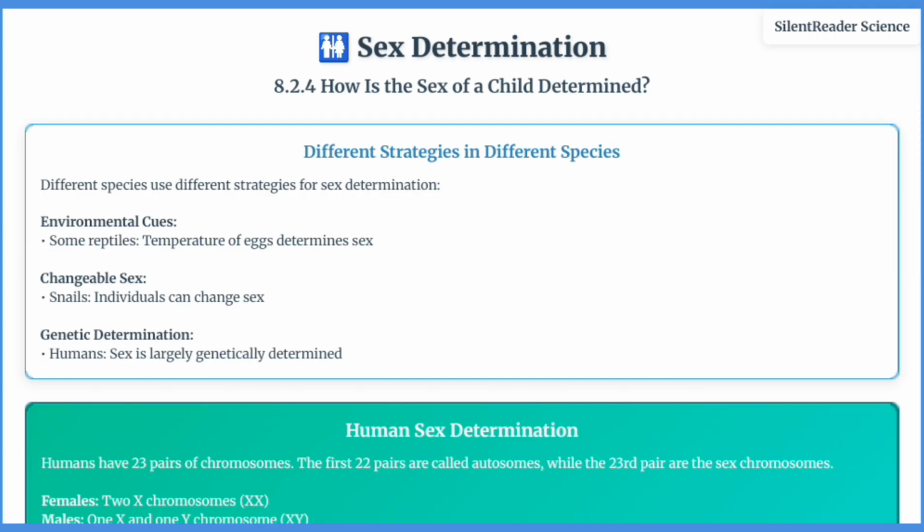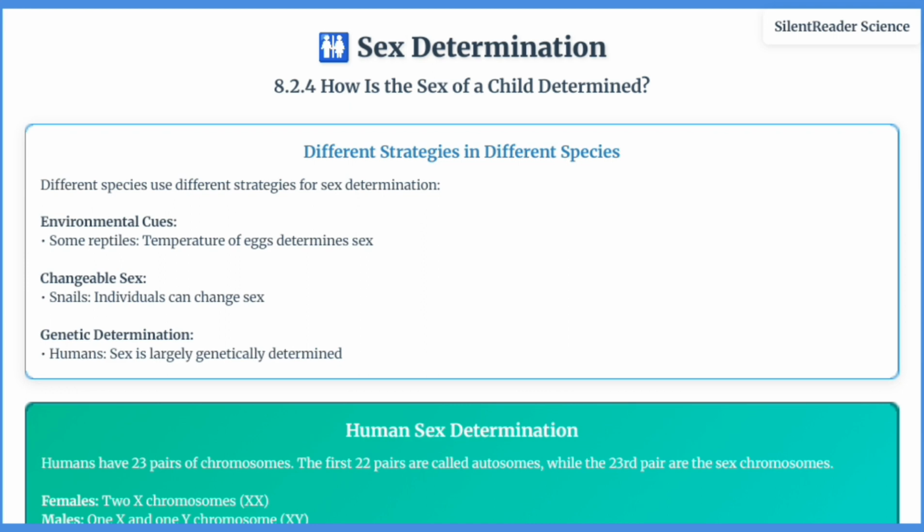One of the most important applications of genetics is understanding sex determination. Different species use different strategies. In some reptiles, the temperature of eggs determines sex. Snails can change sex. But in humans, sex is largely genetically determined. Humans have 23 pairs of chromosomes. The first 22 pairs are called autosomes, while the 23rd pair are the sex chromosomes. Females have 2 X chromosomes, XX, while males have 1 X and 1 Y chromosome, XY.